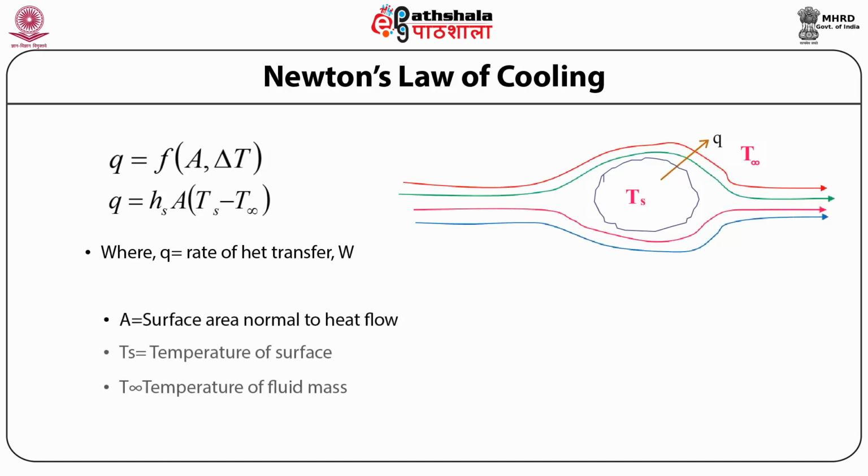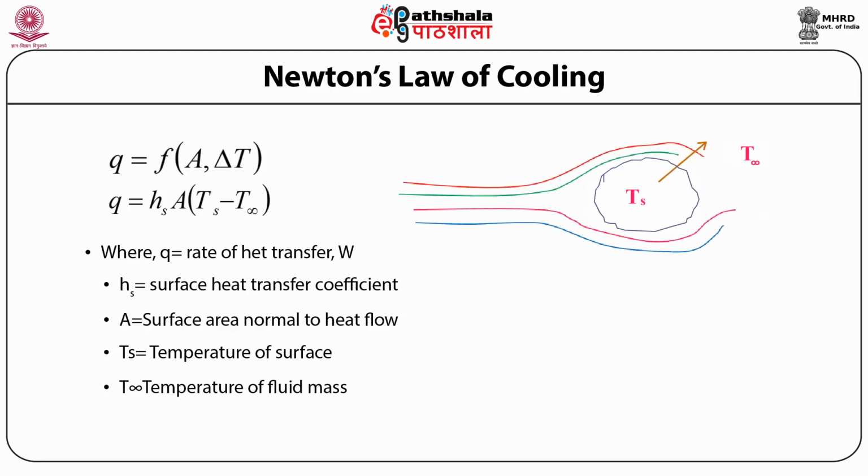A is the exposed surface area in meter square. Hs is called surface heat transfer coefficient, or we can call it film coefficient. The unit of Hs is watt per meter square Kelvin. Hs here acts as a conductor of heat transfer in a hypothetical surface film.